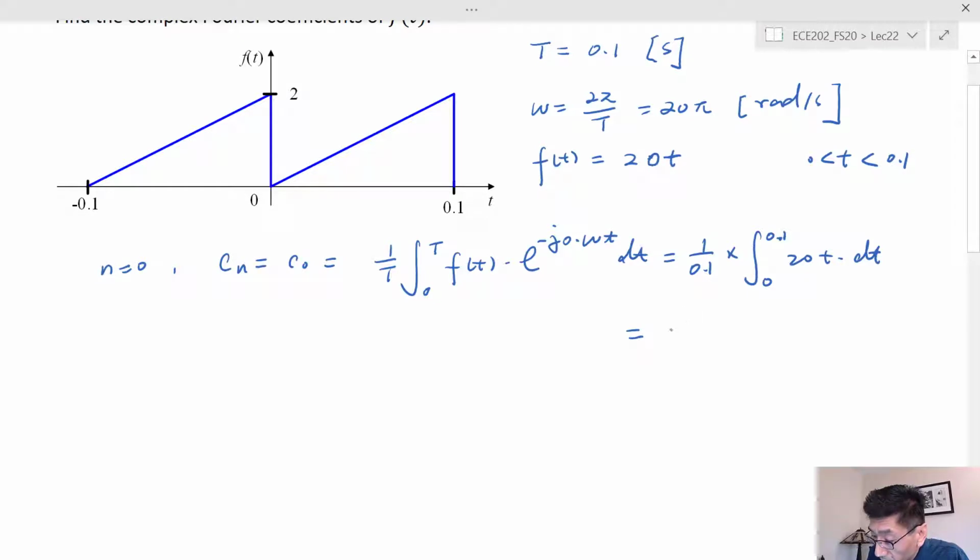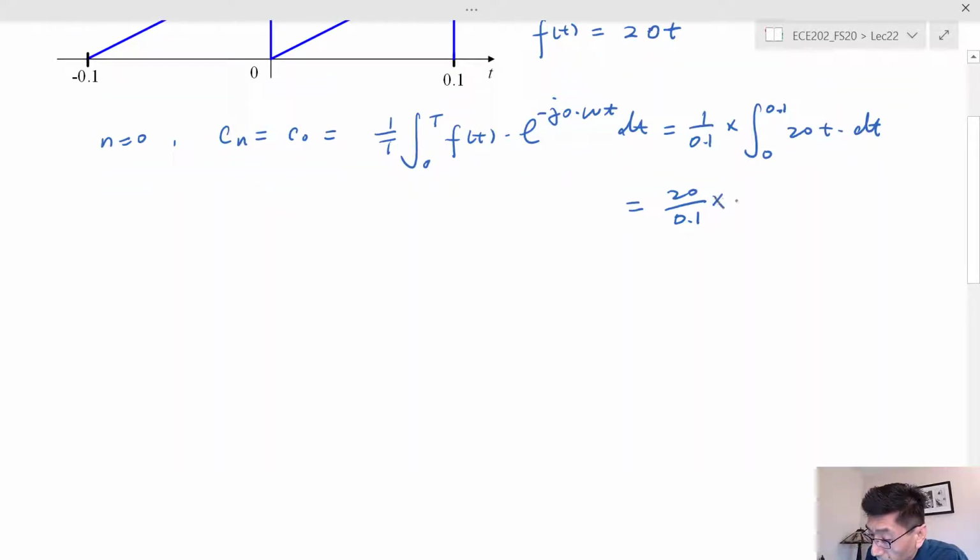So we got 20 over 0.1, I'm sorry, 20 over 0.1 times half of t squared. We evaluate that at t equal to 0 to 0.1. So that's equal to 20 over 0.1 times half times 0.1 squared, and this 0.1 will be canceled. So actually this is equal to 1.